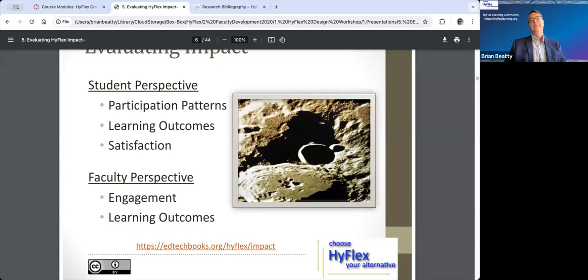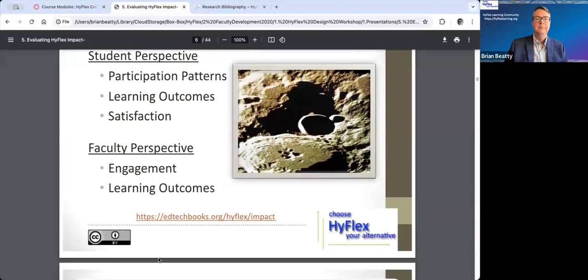We look at the impact of our HyFlex implementations. There are also studies in the HyFlex Learning Community's bibliography page, and we'll take a quick look at those in a little bit. There's almost 300 studies that are actually linked, at least referenced. Many of them have links with keywords, etc.